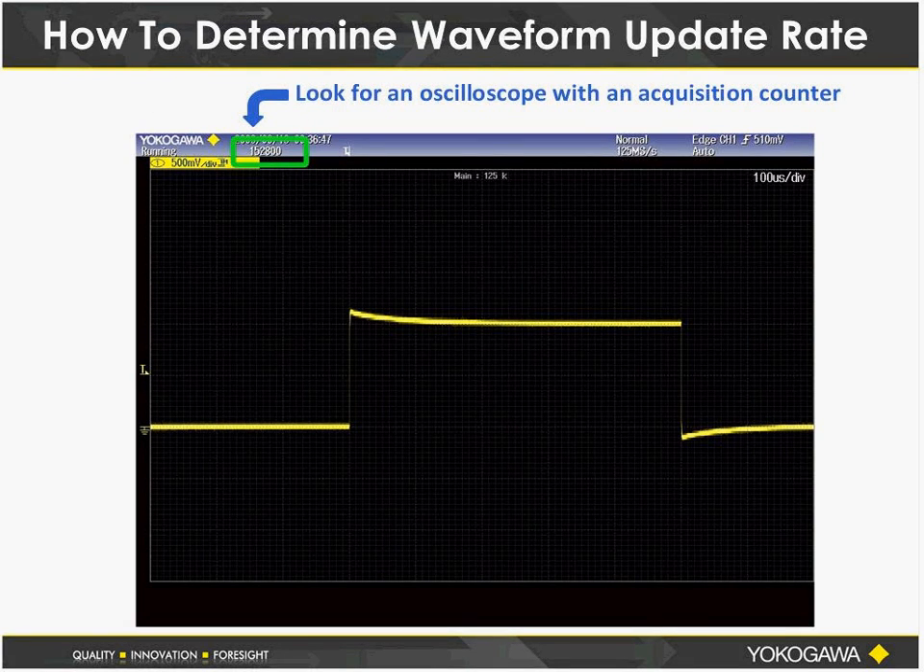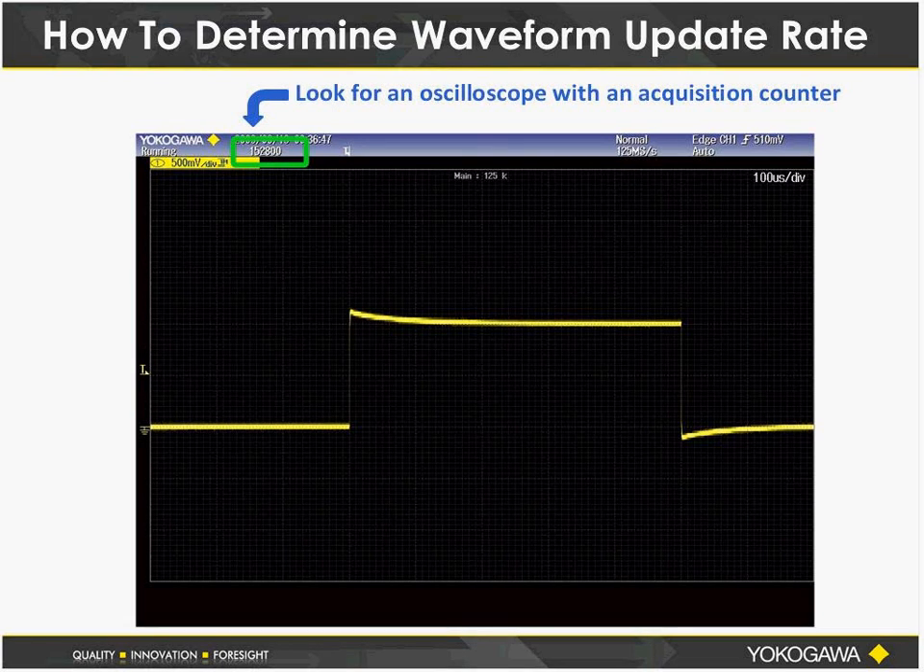How do you determine the waveform update rate? Well, as I mentioned, if you look at the spec of the instrument, that will tell you the best case scenario. In reality, oscilloscopes are not running at the full specification the vast majority of the time. And the only way to get your true update rate is to look at its acquisition counter.